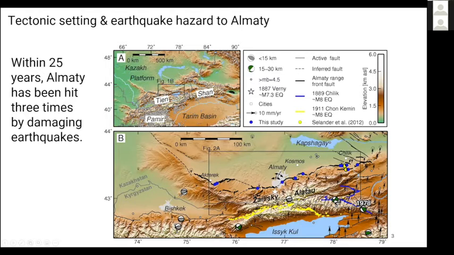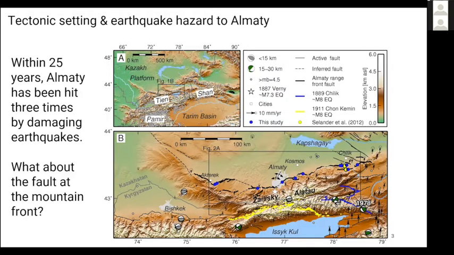And again, the earthquake was not right beneath the city, but rather a few kilometers away, about 50 kilometers away or so. But because the quake was so strong, Almaty got heavily damaged and almost destroyed. So within 25 years, the city had suffered from the severe earthquake damage.